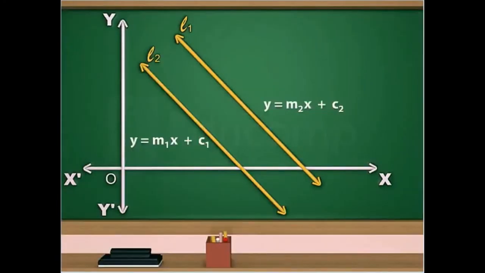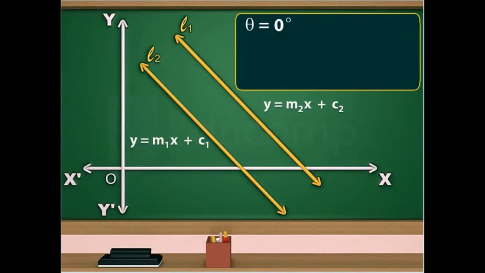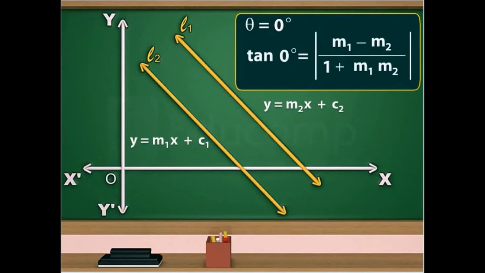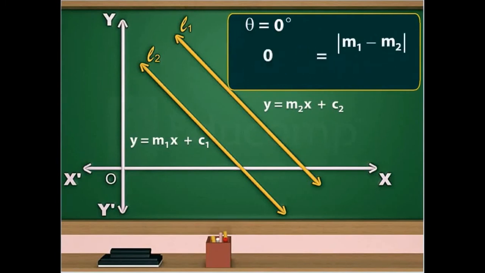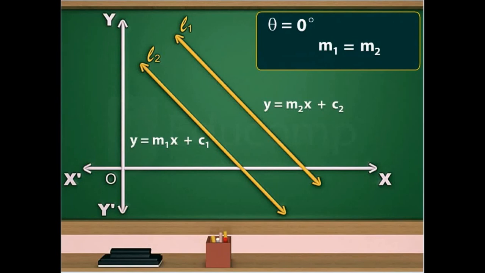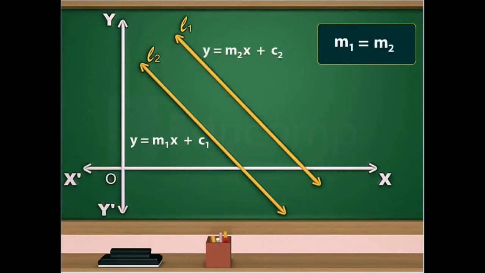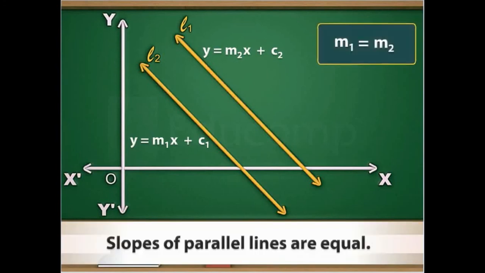Further, if two lines are parallel, the angle between them is 0 degrees, which implies that the slopes of the parallel lines are equal. In other words, it can be stated that if the two straight lines are parallel, their slopes are equal.